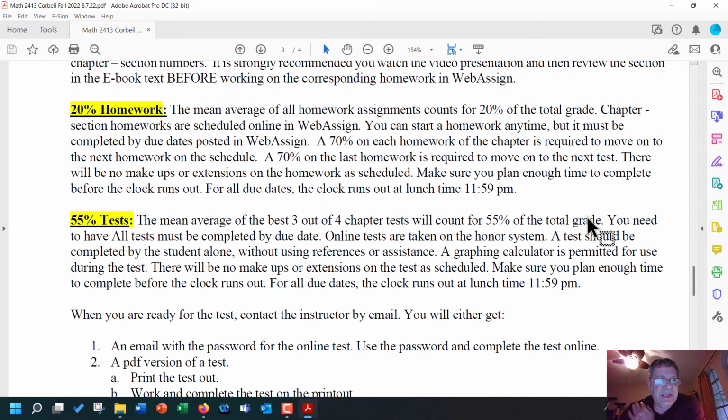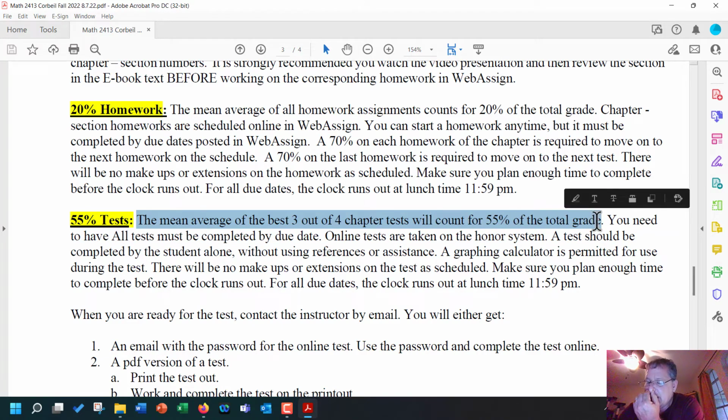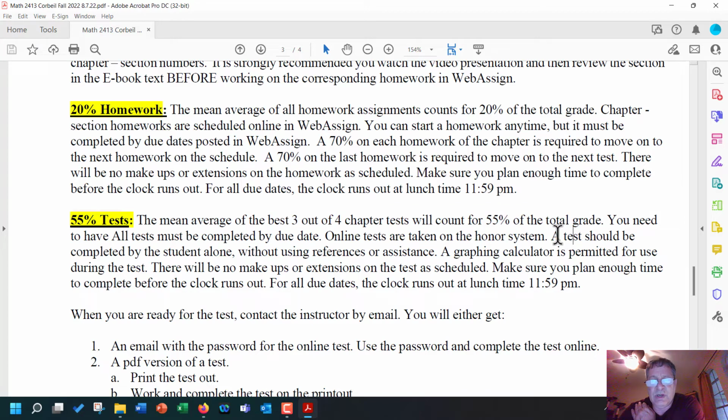Those 4 tests will count for 55% of the mark, and I'm going to count the best 3 out of 4. So it's going to be the mean average of the best 3 out of 4 tests as 55%. So that means that you can do badly on one of the tests and still do well in the course, but only one. So I wouldn't give it up. I wouldn't miss the due date, but it does give you a chance.